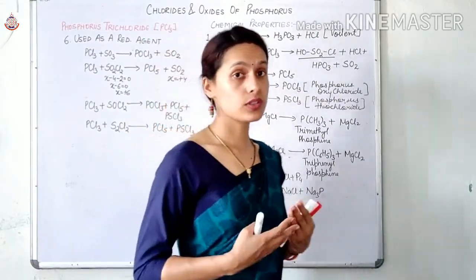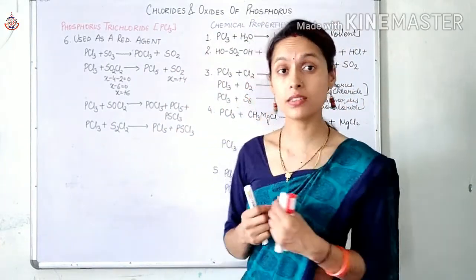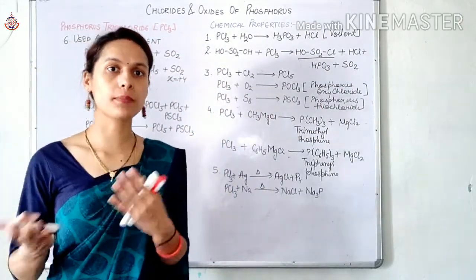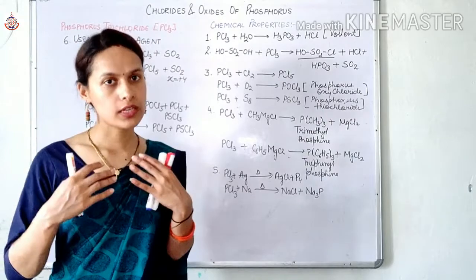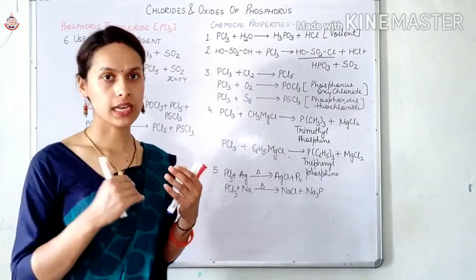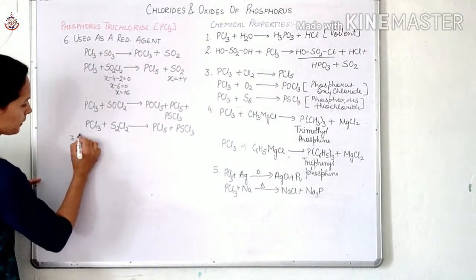PCl3 is used as a substituent for replacing the hydroxyl group. So the next property is it reacts with the compounds which contain hydroxyl group.